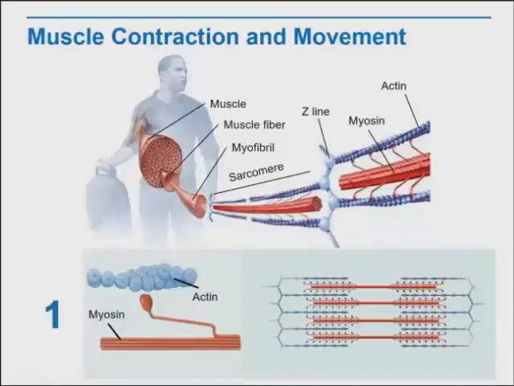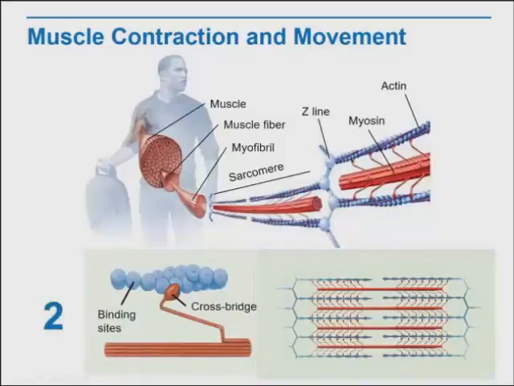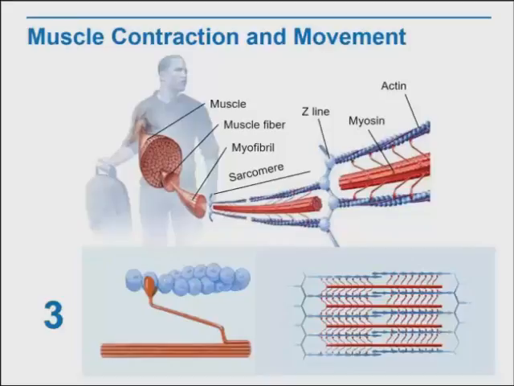When a muscle is relaxed, myosin and actin filaments are not attached. During contraction, myosin attaches to binding sites on actin, forming cross bridges. Using ATP, the cross bridges pull the actin towards the center of the sarcomere. Cross bridges break, myosin binds to another site, and the cycle begins again until the muscle fiber is contracted.